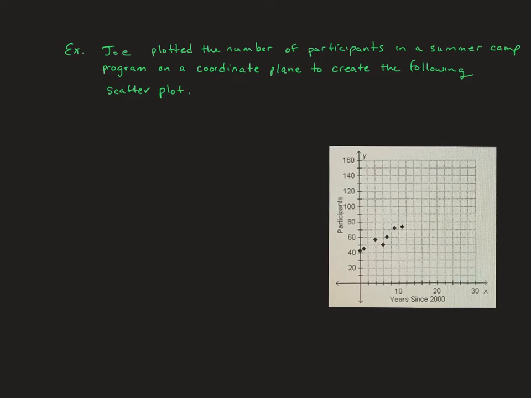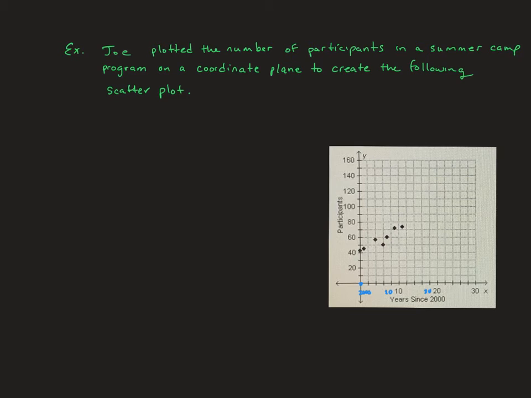It says, Joe plotted the number of participants in the summer camp program on a coordinate plane to create the following scatter plot. Okay, so there's my scatter plot. Look at our data: number of participants and the year since 2000. Well, that's the big important thing. Year since 2000, right? So this would be 2010 probably, 2020. So we're going by years there. We didn't just start at the origin. We started at year 2000, and participants would be 0. Looking at that, we have the number of participants, and they're going up by 10 over here.